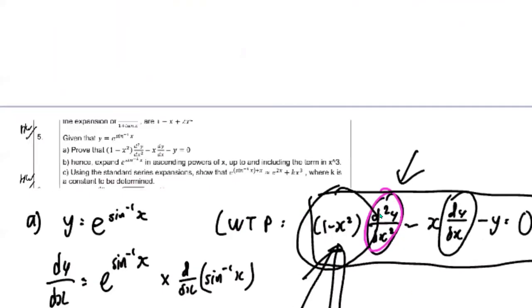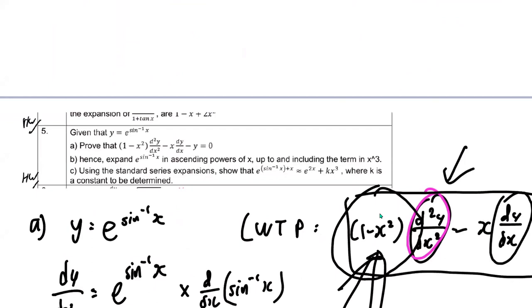How about part C? Using the standard series expansion, show that e power sine inverse x plus x is approximately e power 2x plus kx cubed, where k is a constant to be determined. Right. Okay, so there's a plus x going on. So let me just copy the equation first.